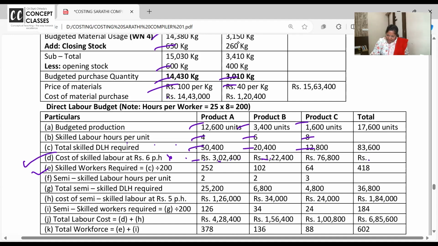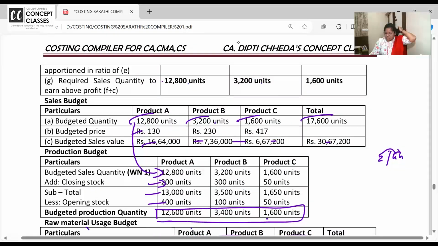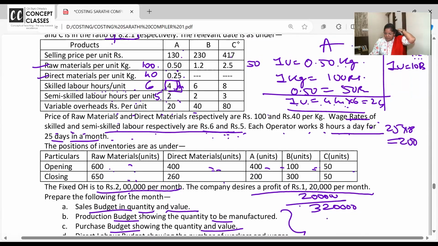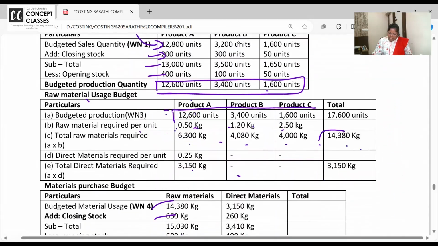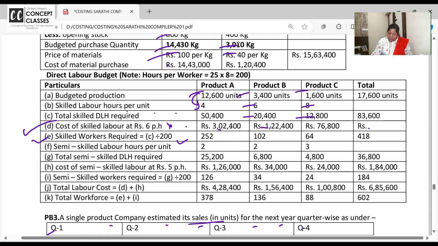Now, how many workers are required? So, 5,400 hours. See, 12,600 units. Each unit requires 4 hours. So, 5,400 hours. And every worker is working, आपको 200 घंटे दिया था ना क्वेश्चन में. देख लो. Every worker is working 8 hours and 25 days. मतलब 200 घंटे. 5,400 you have to make them work. Divide by 200 hours. So 250 skilled workers will be required.